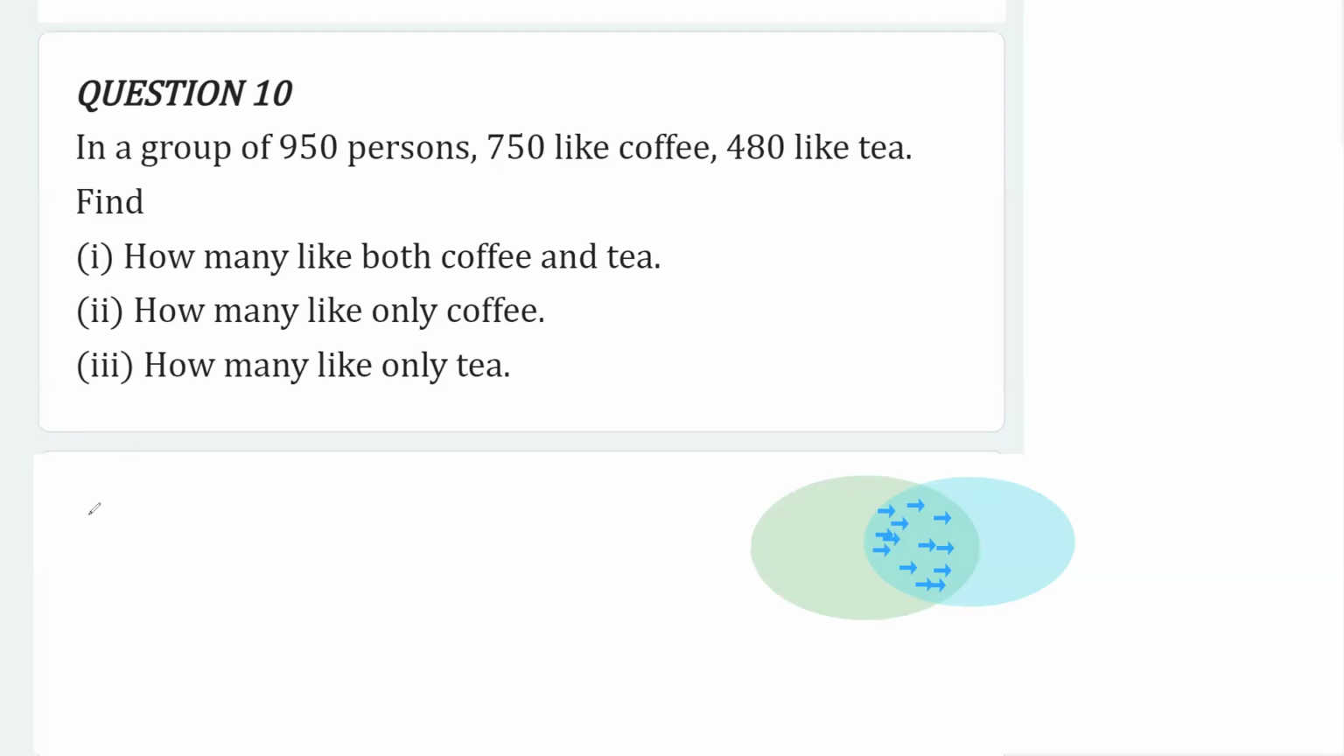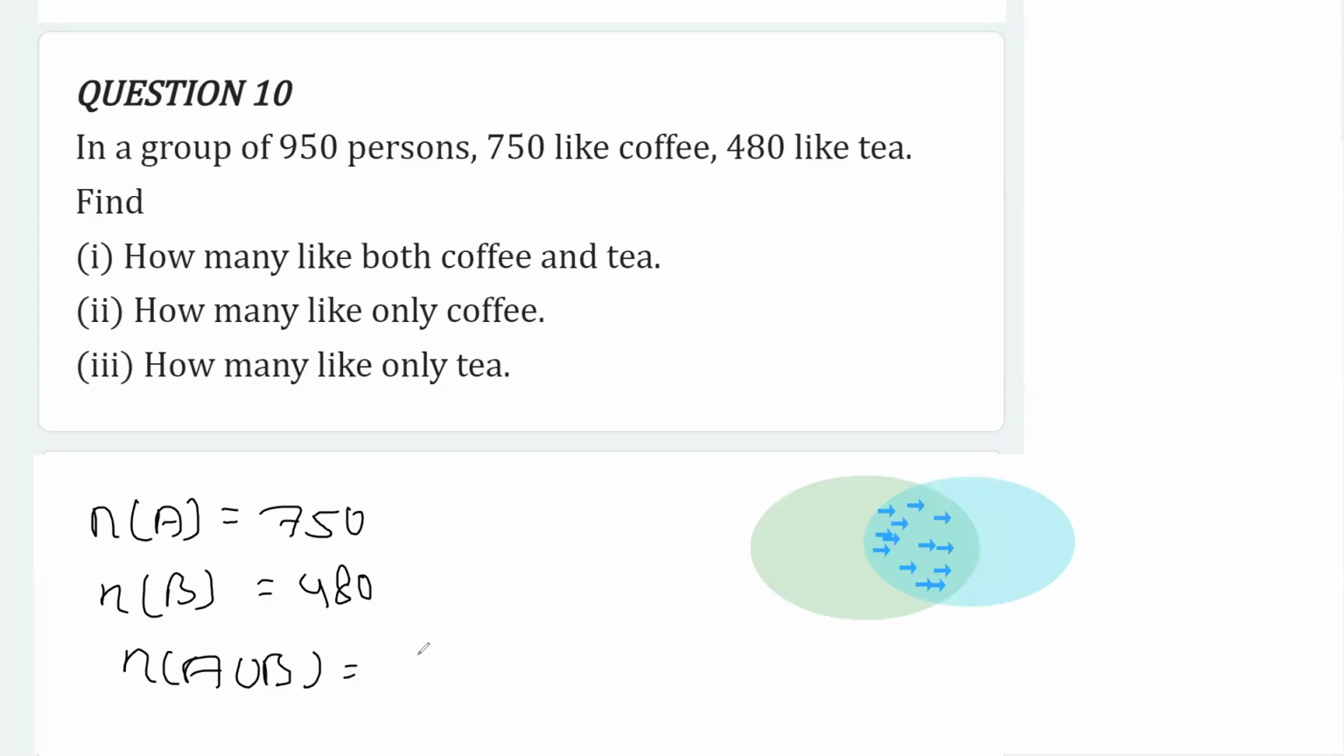Let's say the number of people who like tea is n of A, sorry, we started with coffee. So let's say it is 750. And the number of people who like tea is 480. Now, as it is not given that all students like either tea or coffee, it has to be that out of this 750, they must be liking at least one of them. So either tea or coffee should be how much? 950.